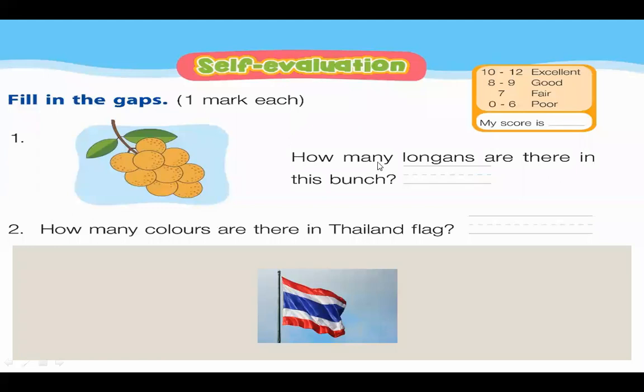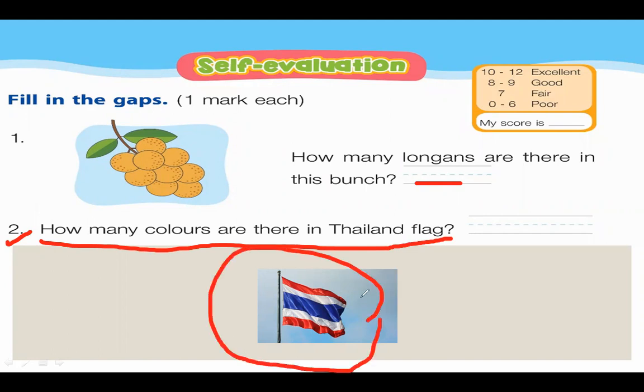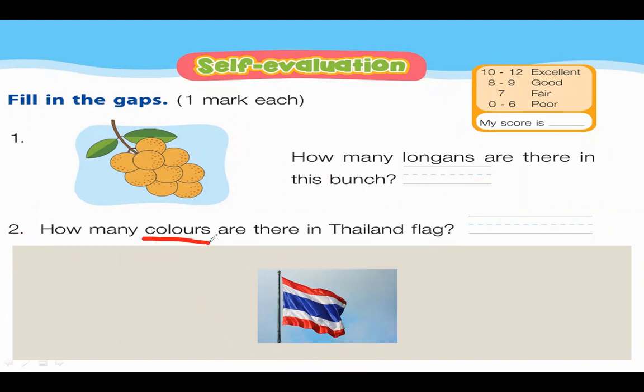How many can you count? 1, 2, 3, 4, 5, 6, 7, 8, 9. So you have to write 9 here. Write your answers here. Number 2. How many colors are there in the Thailand flag? This is the Thailand flag. You have to count the colors of the flag and put your answers in the space provided.